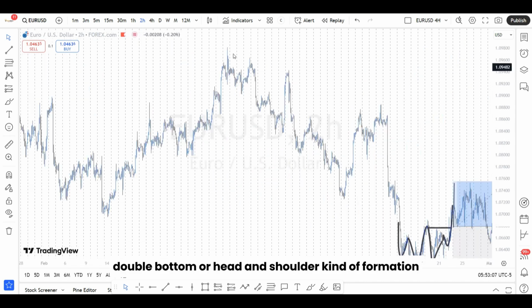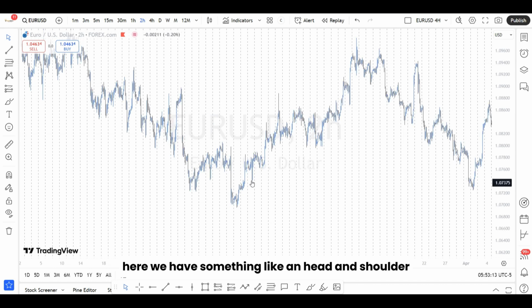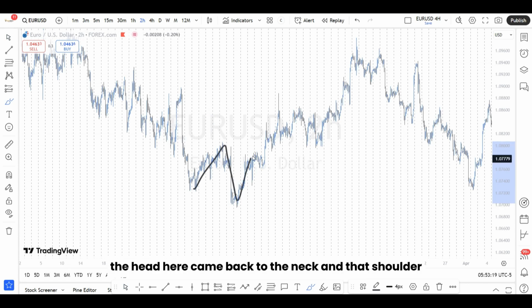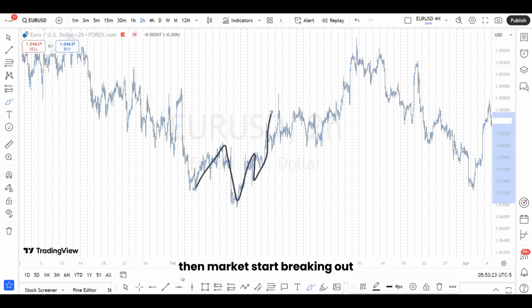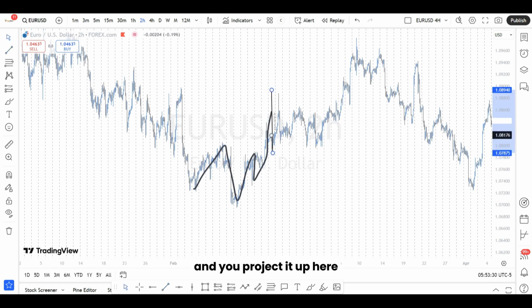See double bottom or head and shoulder kind of formation, but we have double top here. Here we have something like a head and shoulder. You can see head, shoulder here, the head here came back to the neck, another shoulder, then the market starts breaking out. If you calculate the length of this neck to the head and you project it up here, you see how the market went up.